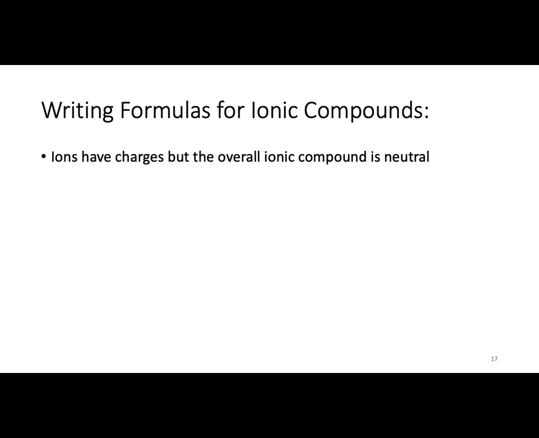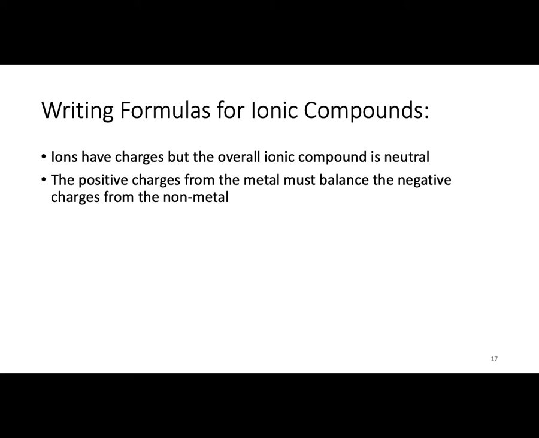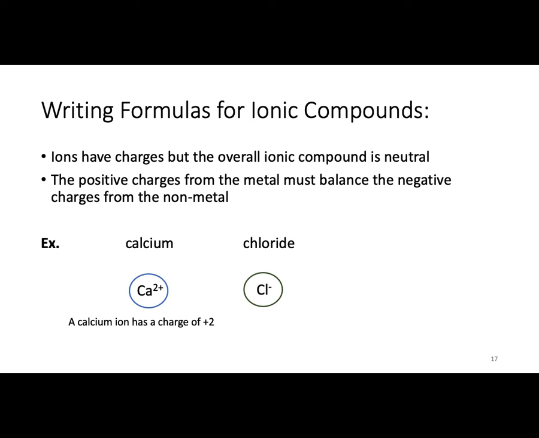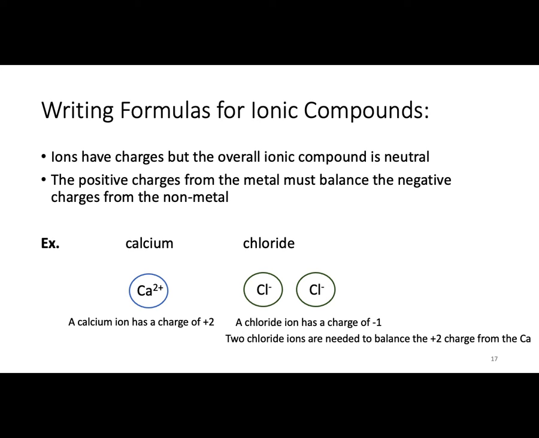So, like I just said, ions have charges, but the overall ionic compound is neutral. That means that the positive charges from the metal have to balance out the negative charges from the nonmetal. So for example, if we have calcium chloride, calcium has a charge of 2+, chlorine has a charge of 1-. So to balance out that 2+, we actually need 2 negatives. 2 chloride ions are needed to balance the +2 charge from the calcium.